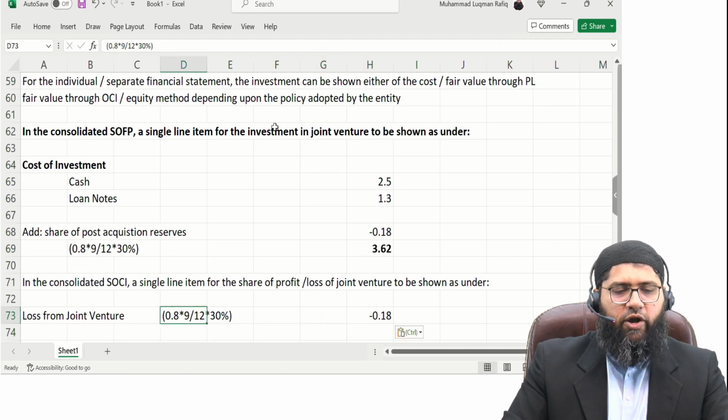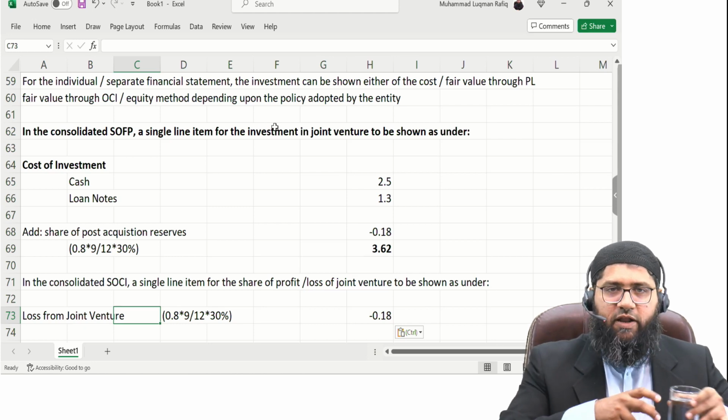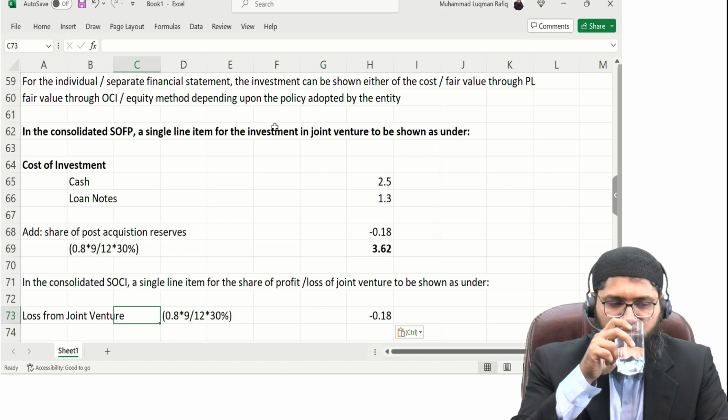So this is what you are going to do with respect to the associate. Do you get it now? It's just equity method of accounting, simple. I mean, it's simply equity method of accounting.